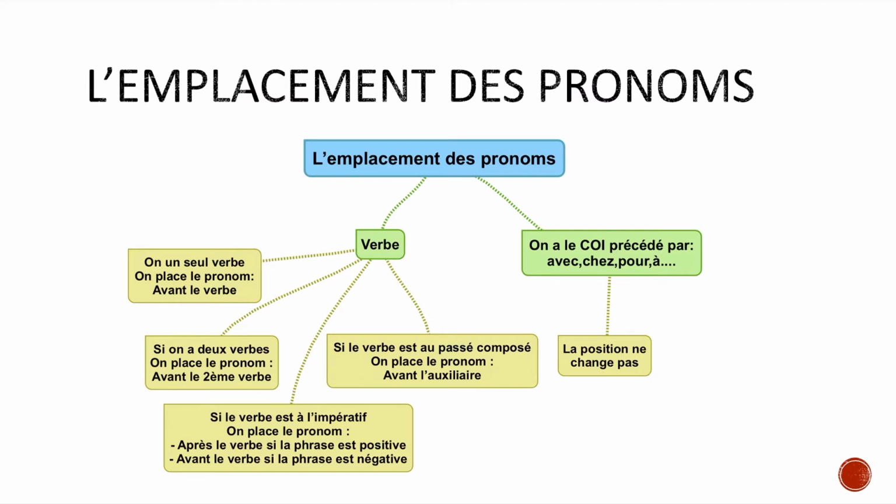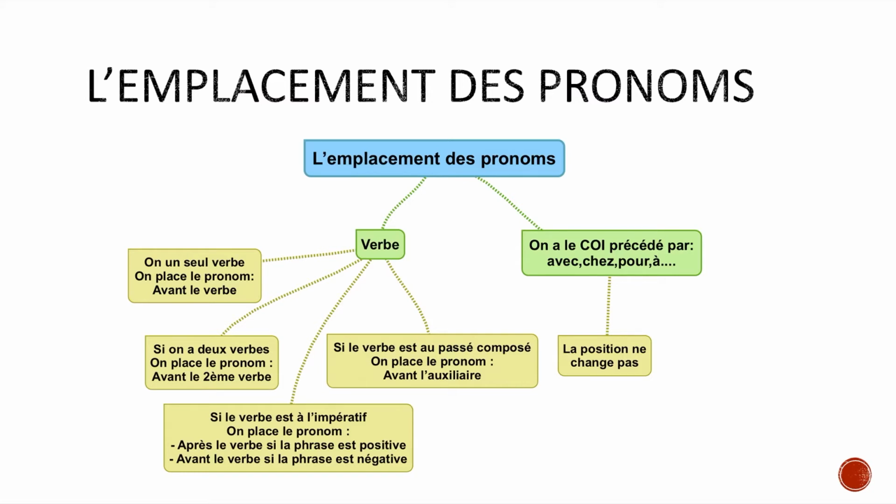The last option, if the verb is in the past, if the verb is conjugated au passé composé. In this case, place le pronom avant l'auxiliaire. That means put the pronoun before the auxiliary être or avoir.